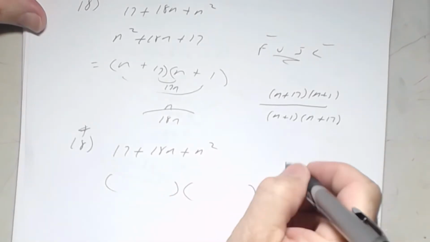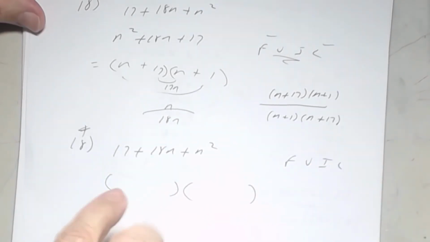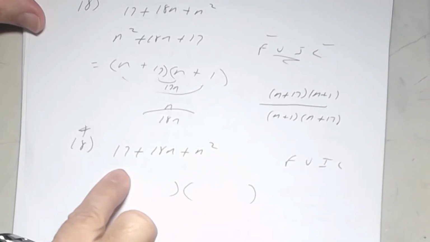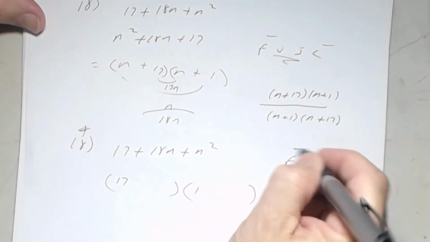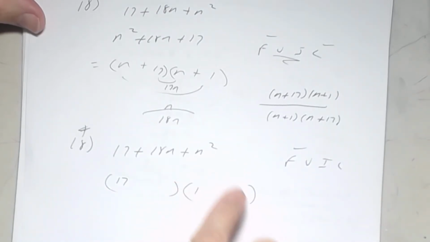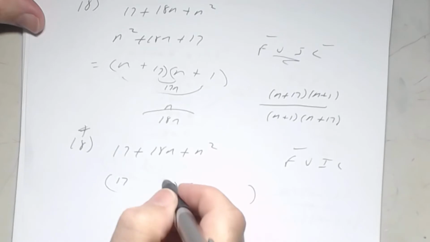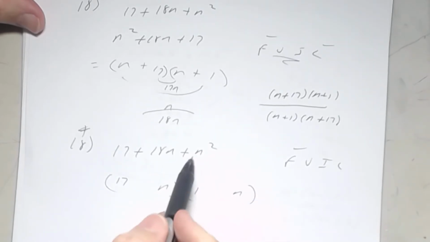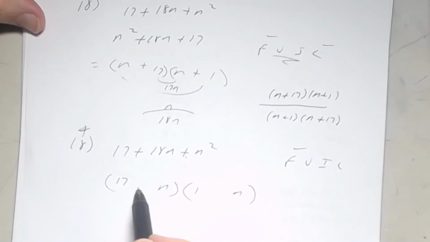Okay, FOIL. What two things multiplied together is a 17? 17 and 1. All right, so that takes care of the F. Now the L, what two things multiplied together is a positive n squared? n times n. The last sign's positive, right? So they're plus and plus. These signs have to be the same, and the sign of the middle term will tell you which.